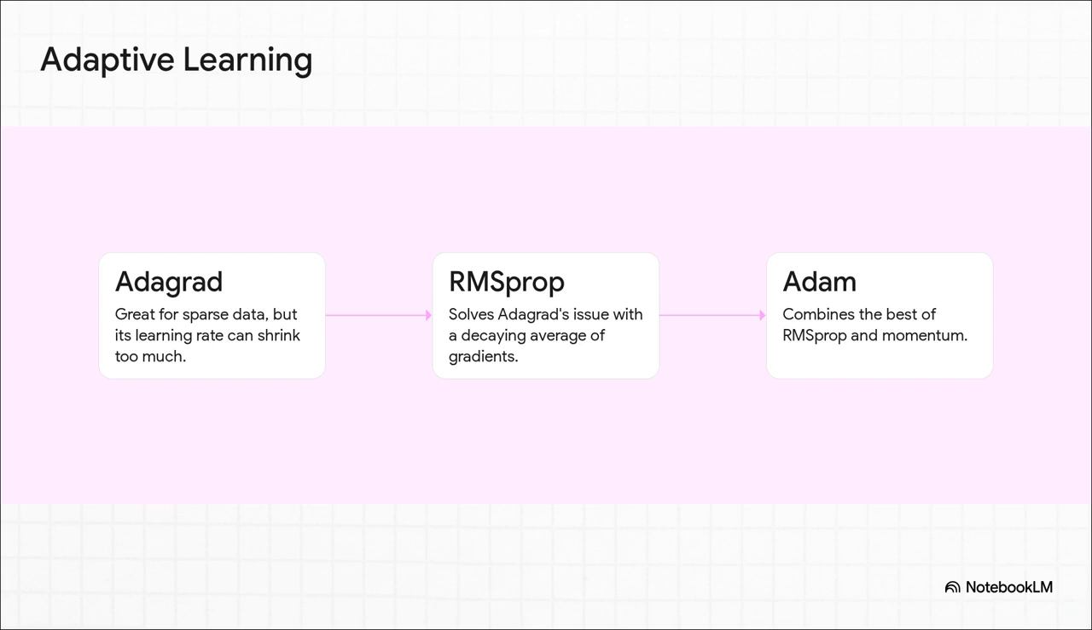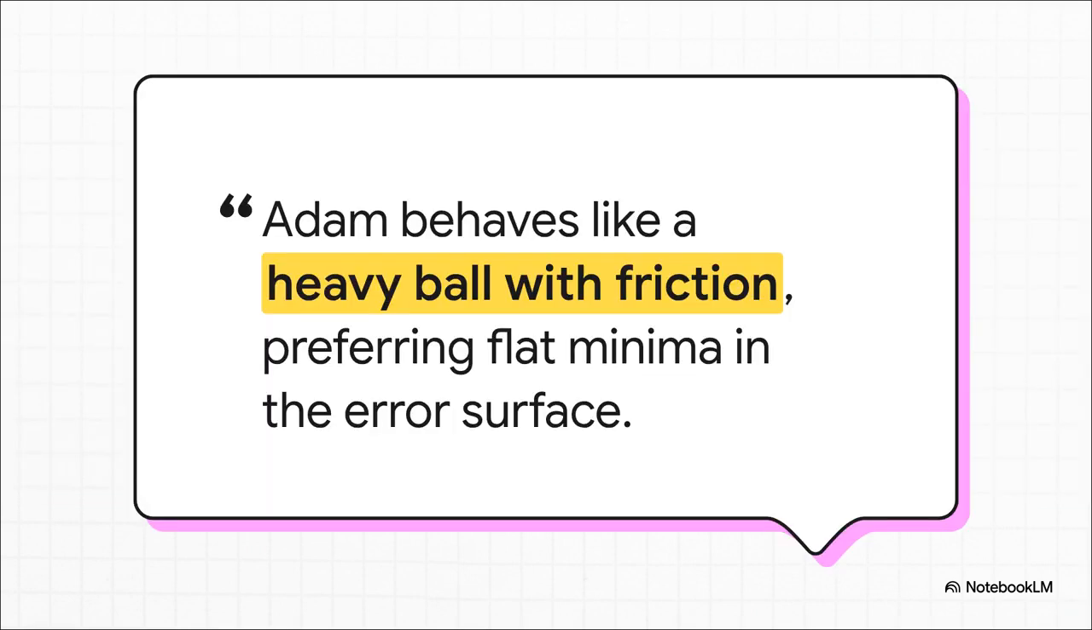And that brings us to Adam, which is kind of the all-star of the group. It takes the best of both worlds, the adaptive learning rates from RMSprop, and combines them with the power of momentum. This leads to a really fantastic way to think about it. Adam isn't just a heavy ball rolling downhill anymore. It's a heavy ball with friction. And what does that mean? It means it naturally slows down and prefers to settle into these wide, flat valleys, which, it turns out, often correspond to much better, more general solutions for our model. It's this combination of momentum and adaptive friction that makes it so powerful.